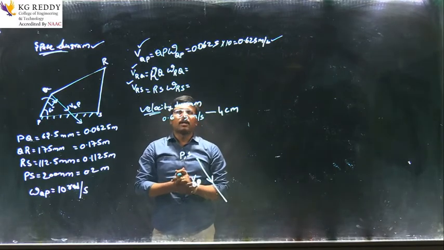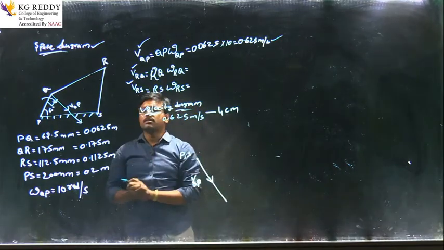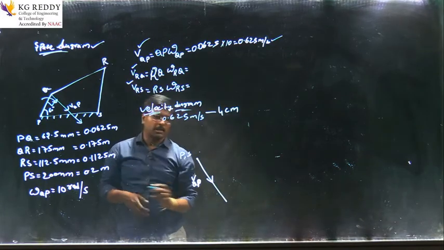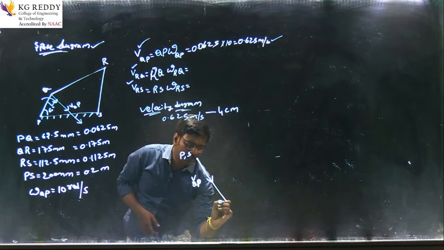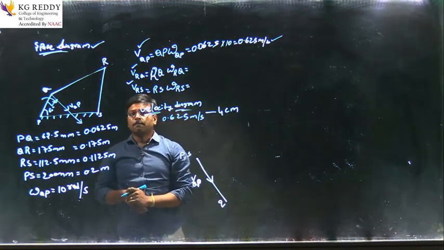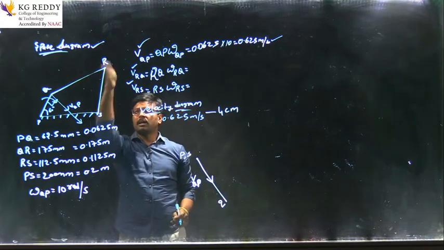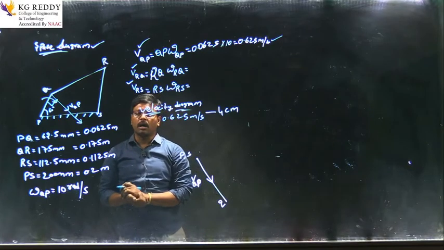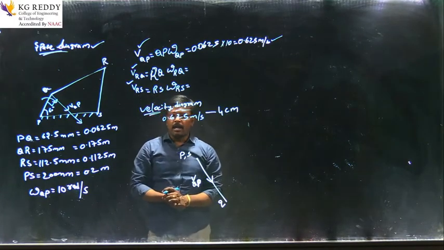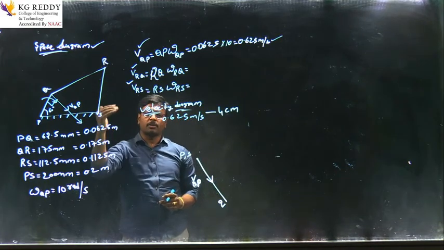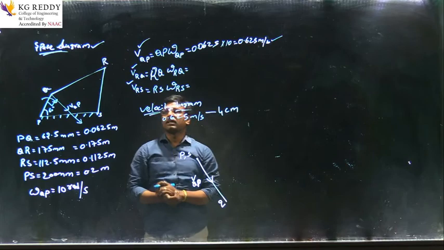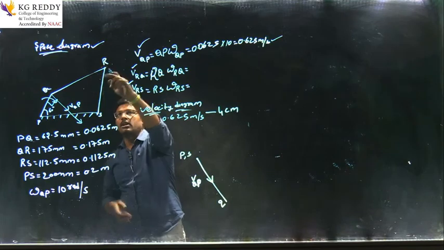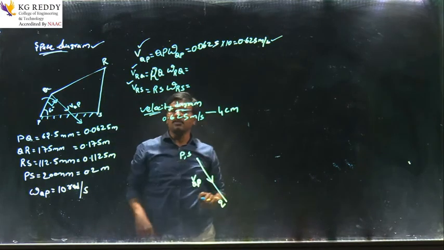The next, consider velocity of R with respect to Q. This is also perpendicular. How do we take the perpendicularity? This is P and this is Q, and the same as a perpendicular we have to take here, the velocity of R with respect to Q. Again, velocity of R with respect to S. Here we get a perpendicularity, so perpendicular to this particular link we have to take.